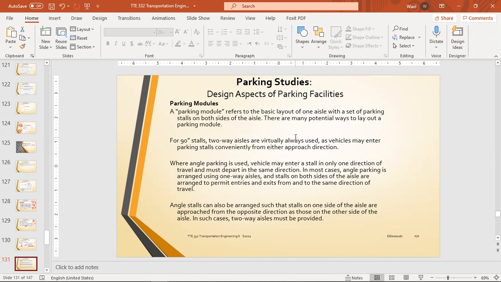Now for the parking modules. What do we mean by parking modules? Parking modules refer to the basic layout of one aisle with a set of parking stalls on both sides of the aisle. There are many potential ways to lay out a parking module.